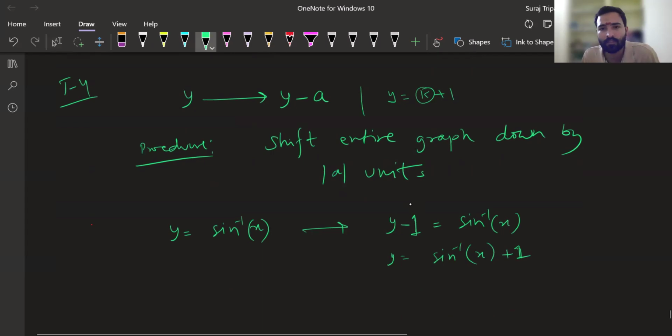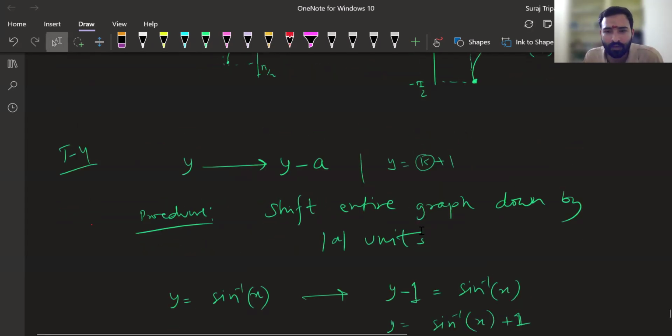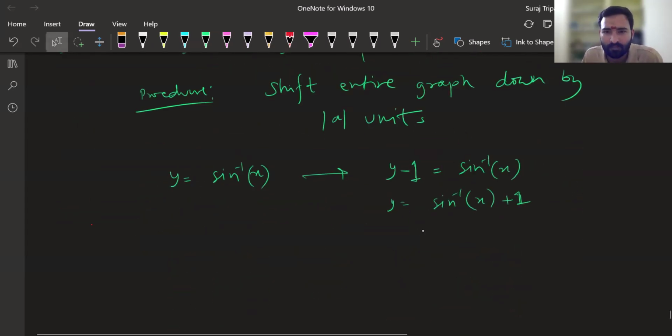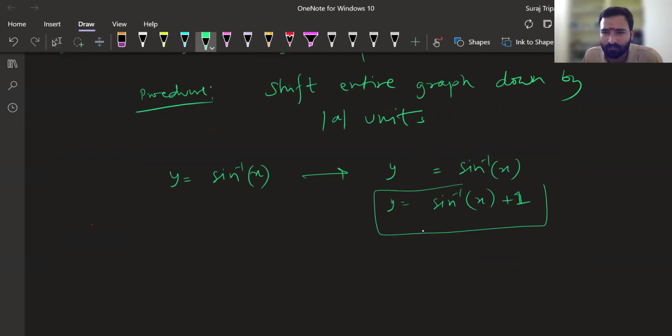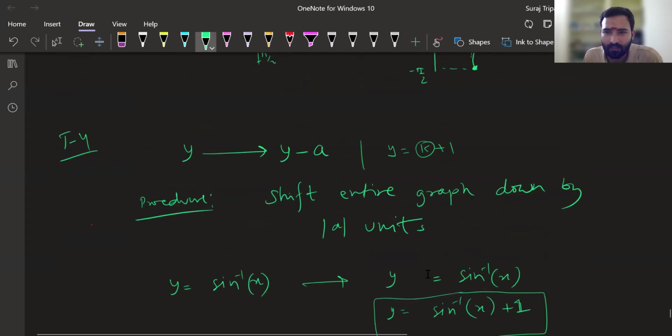No, see. If we are subtracting, just understand this one only. Here we have to shift the entire graph upside. Right?